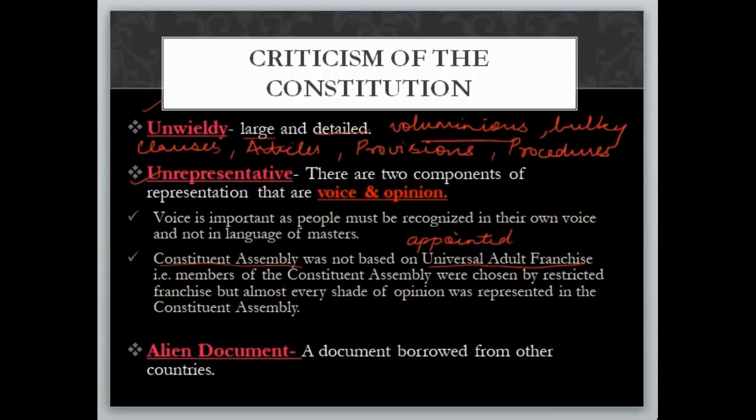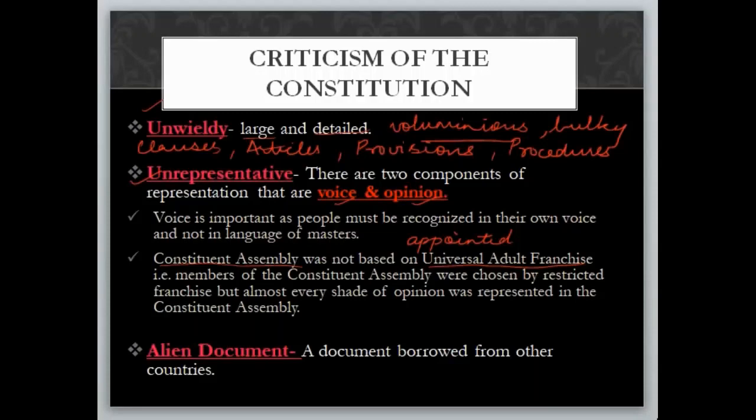Basically, there are two components of representation: one is the voice and another is the opinion. Here the voice is important, as people must be recognized in their own voice and not in the language of their masters, which was happening during the time of the British era, where they had imposed the Vernacular Press Act. But here, we are giving a platform where individuals can voice up and put their claims before the public and before the government. At the same time, the opinion of each and every person individually could not be taken into account, and for that we require some representatives.